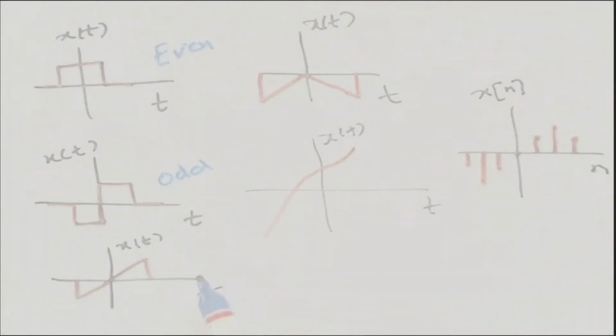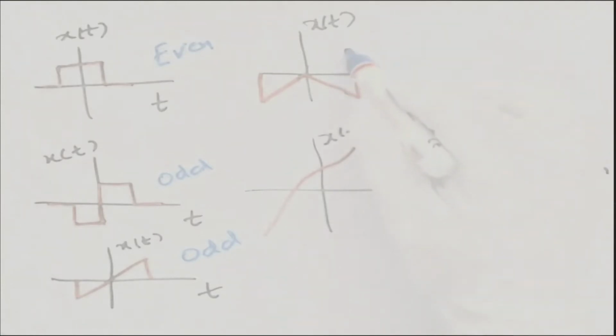The third one is again symmetric about the origin, and thus this is again an odd signal. The fourth one is symmetric about the vertical axis. This is an even signal.